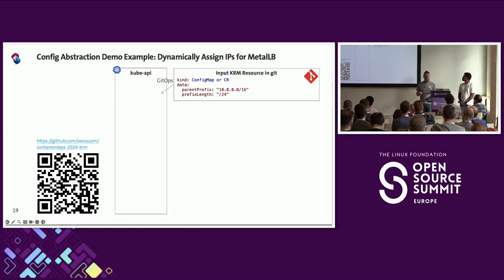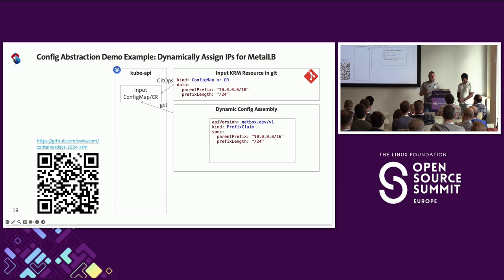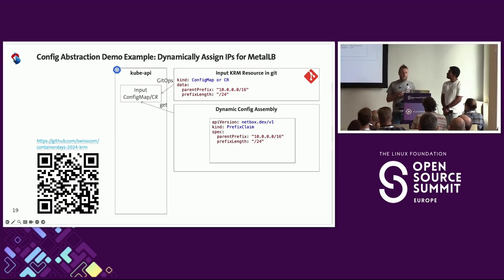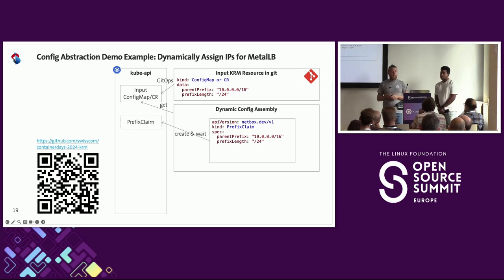We sync this to the Kube API using GitOps. And then we have some dynamic config assembly, which will create a thing called a prefix claim, similar to what we have with persistent volumes. We do the same with prefixes, which takes these resources and applies them to the Kube API.